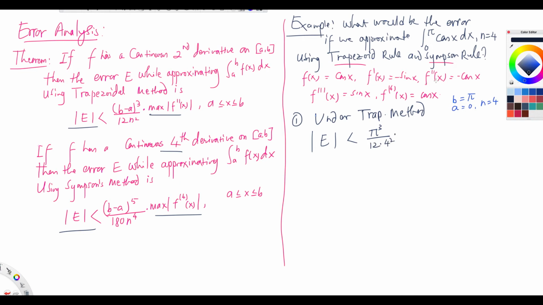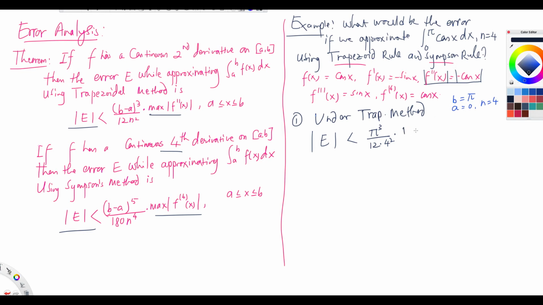And what is the maximum of f double prime? The formula says the maximum of f double prime. What is f double prime? What would be the maximum of the absolute value of f double prime? If you take the absolute value, that will be positive cosine of x. So cosine of x has maximum value 1. So I will write just 1 there.